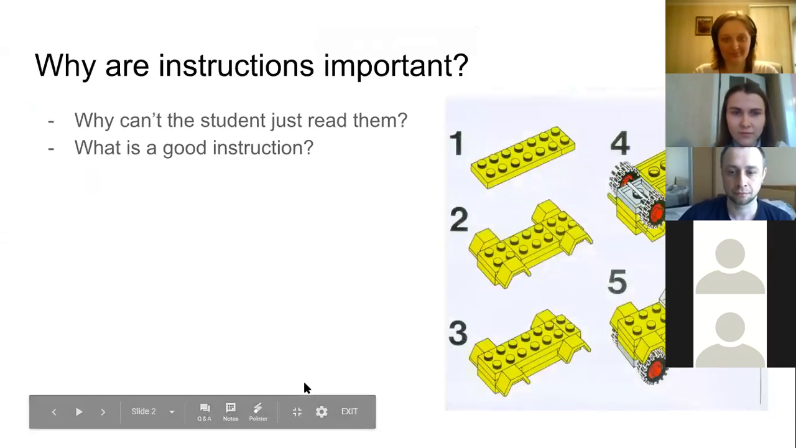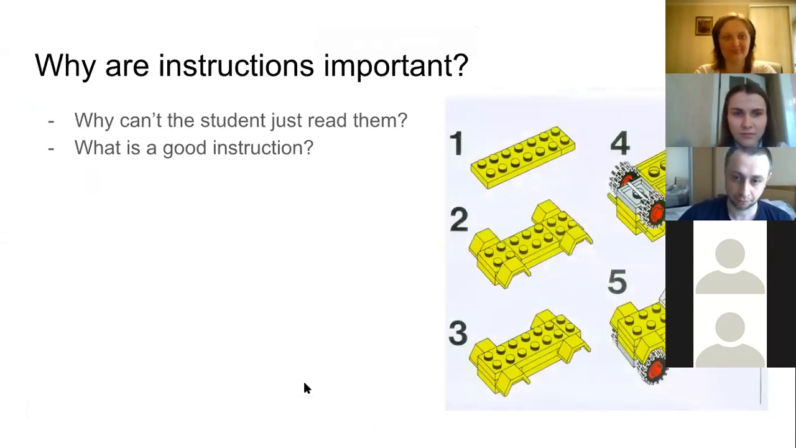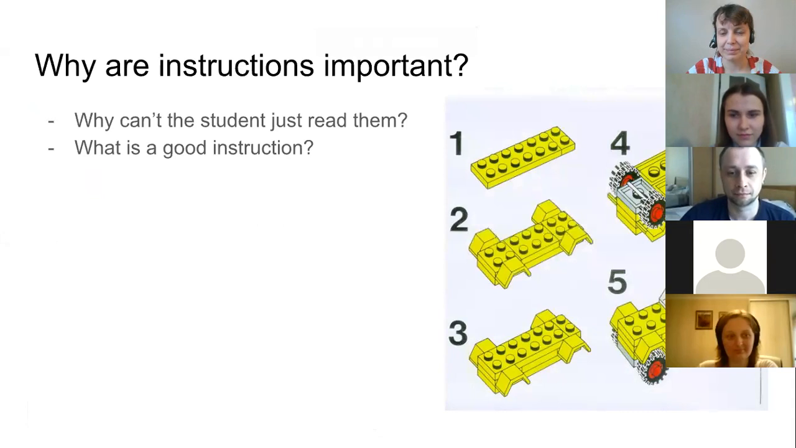And first of all, let's talk about the following. Why are instructions important? Why do we have to practice giving them? Why do we have to think how to give them properly? Any ideas? Well, the student has to understand what he's going to do. Yeah, exactly, because without instructions, what would they do?